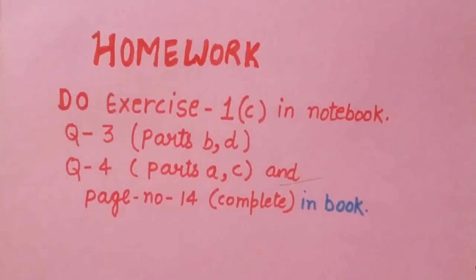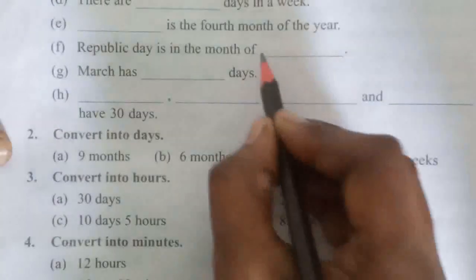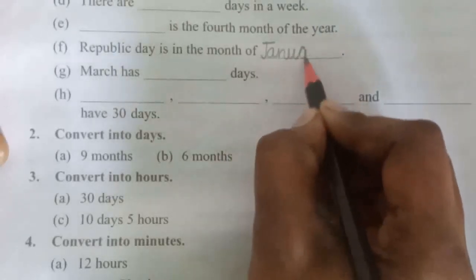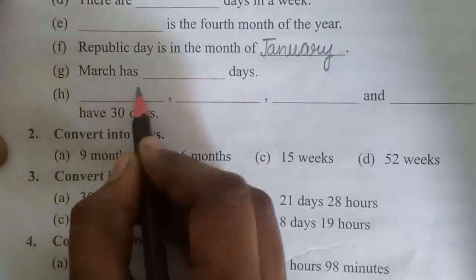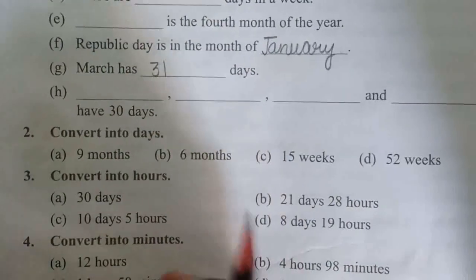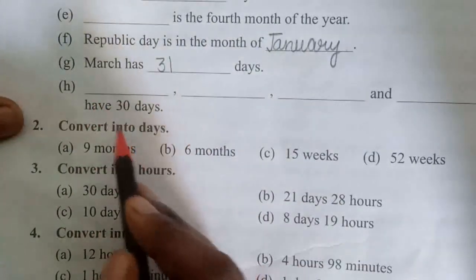Okay children, understood? Now let us discuss the homework solution of previous lecture. Republic Day is in the month of January, 26th January. March has 31 days. January, February, March. Dash, dash, dash and dash have 30 days.